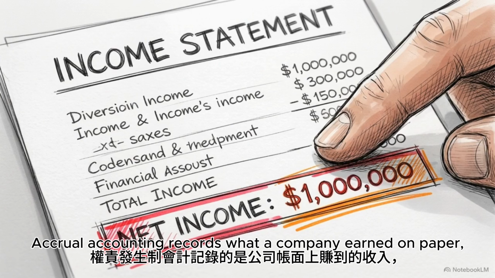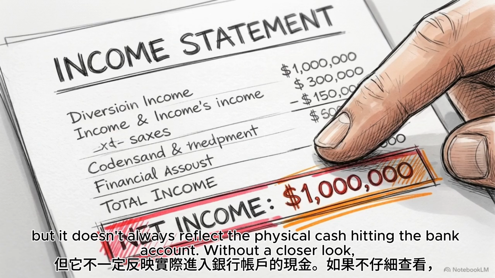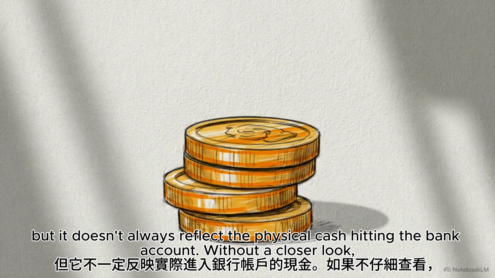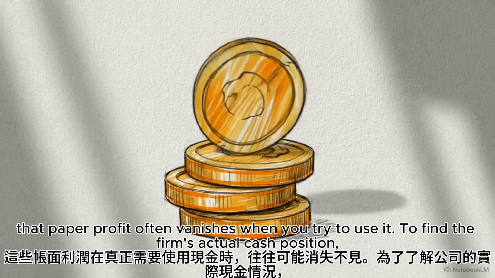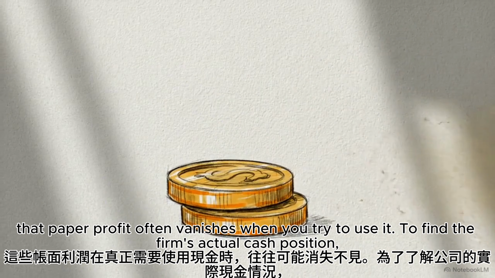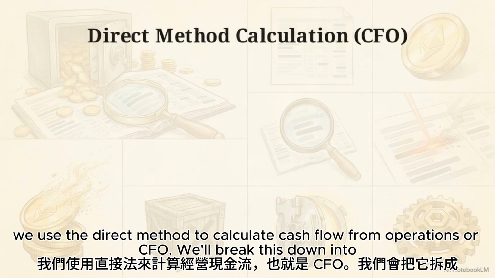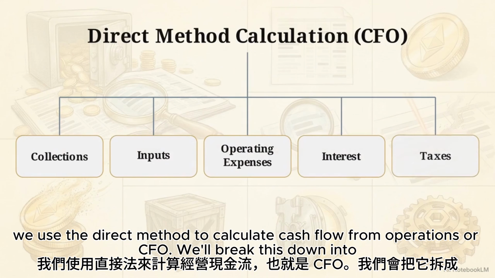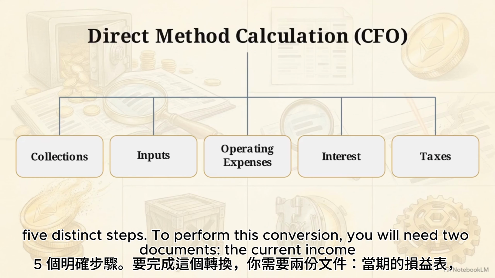Accrual accounting records what a company earned on paper, but it doesn't always reflect the physical cash hitting the bank account. Without a closer look, that paper profit often vanishes when you try to use it. To find the firm's actual cash position, we use the direct method to calculate cash flow from operations, or CFO. We'll break this down into 5 distinct steps.